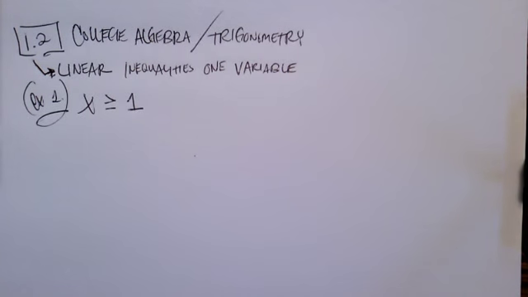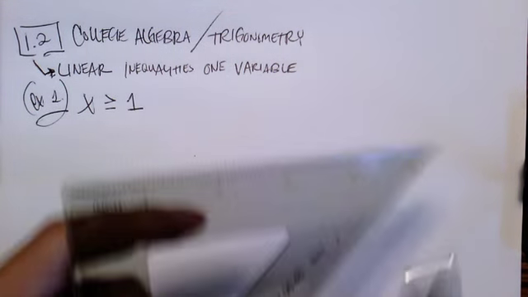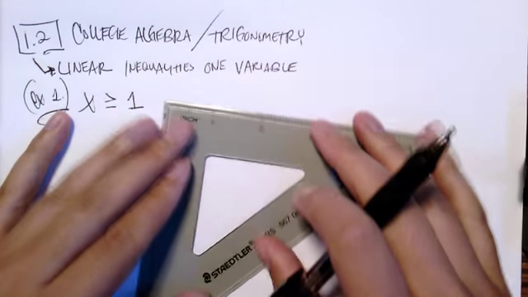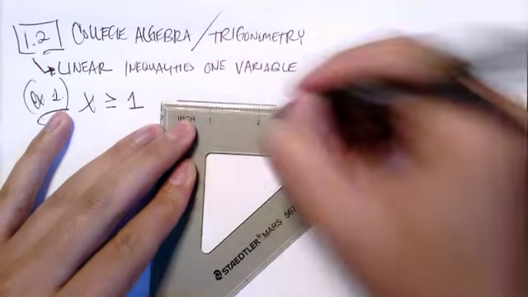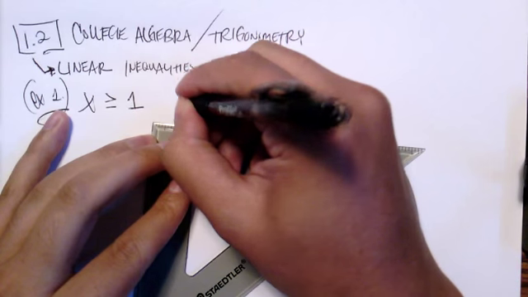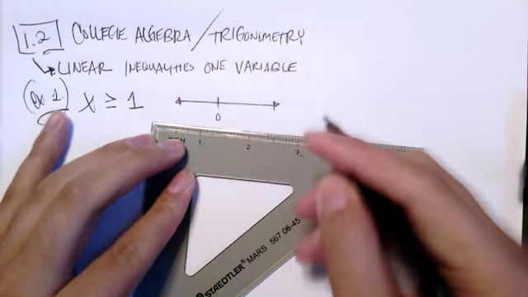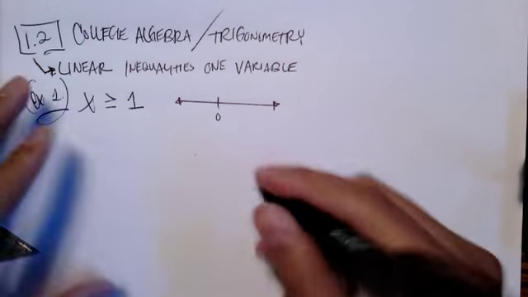Now here's the thing. You probably know how to graph this, and that's fine. That's easy. But you might not know how to put it in interval notation, which is strangely really easy, but a lot of students don't. They just don't know how to do it. They were never taught how to do that.